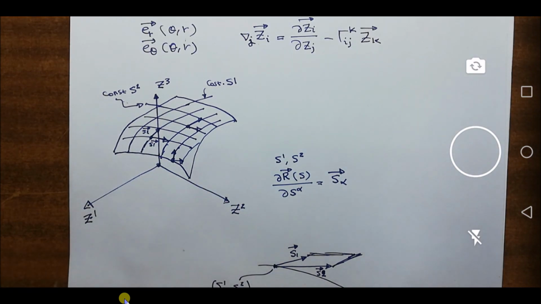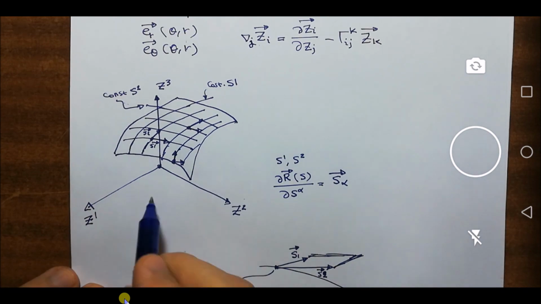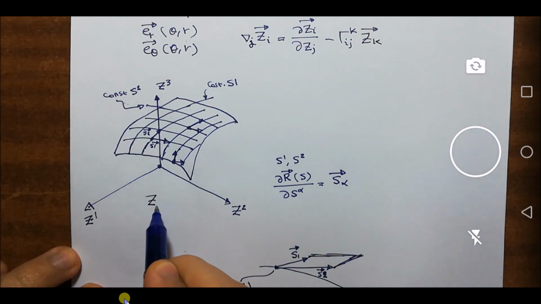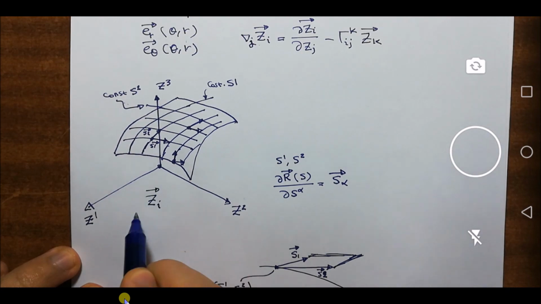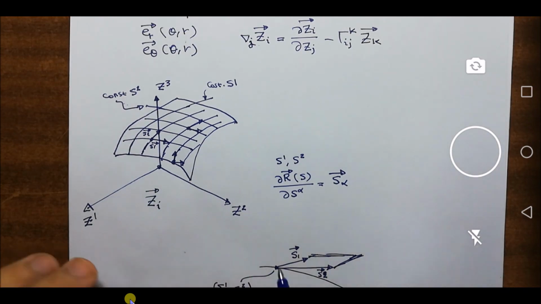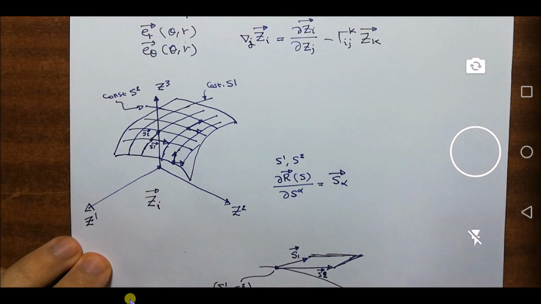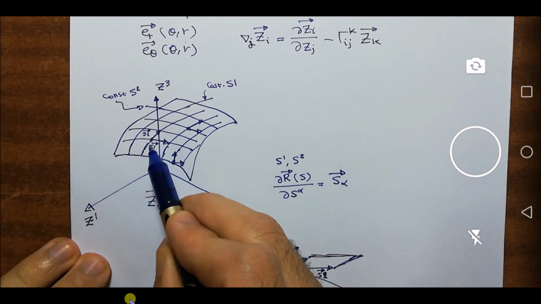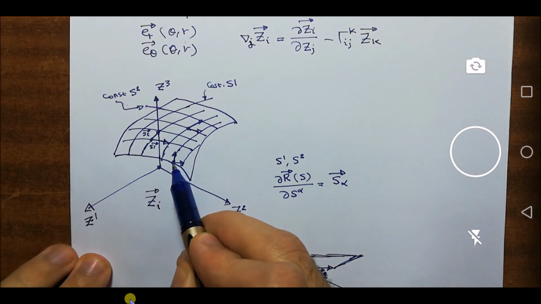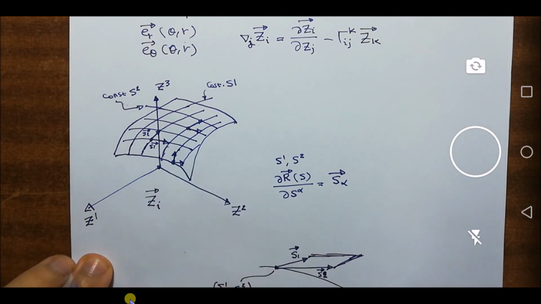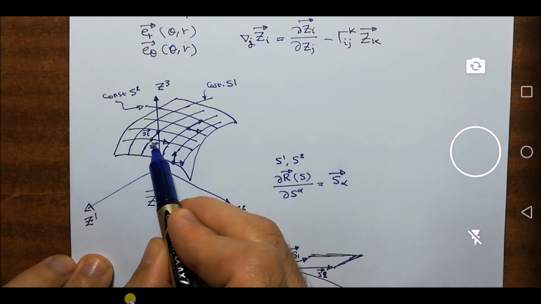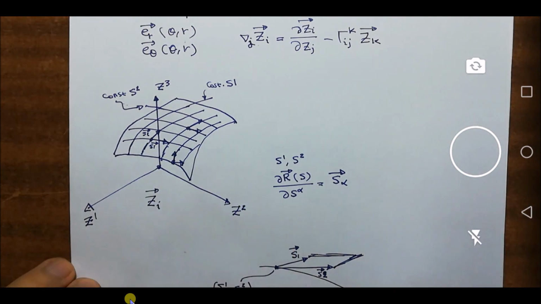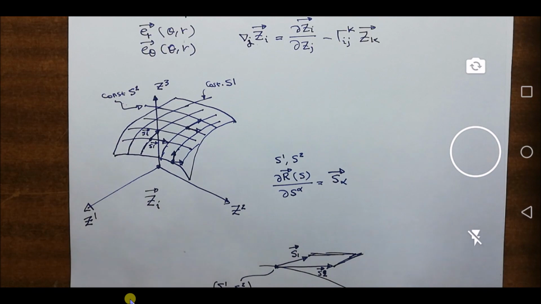They are intrinsic to the surface, and they are different from the covariant basis of the ambient space, that is Zi. Now let me remind you that those covariant bases keep changing from one point to the other. So at this point we have S1 and S2. If you move to this point, we have different bases. If you move to this point, you have different bases. And let me just remind you that at each point, those two basis vectors define a plane that is tangent to the surface at this point.